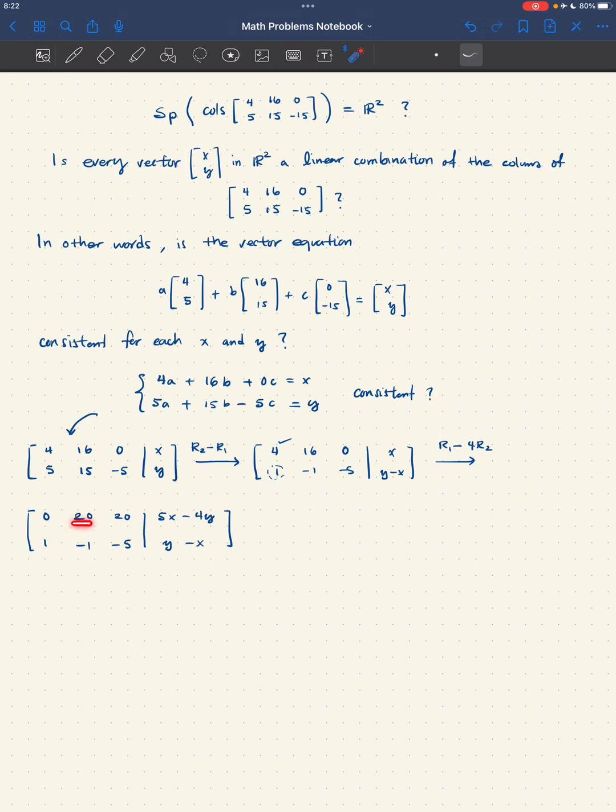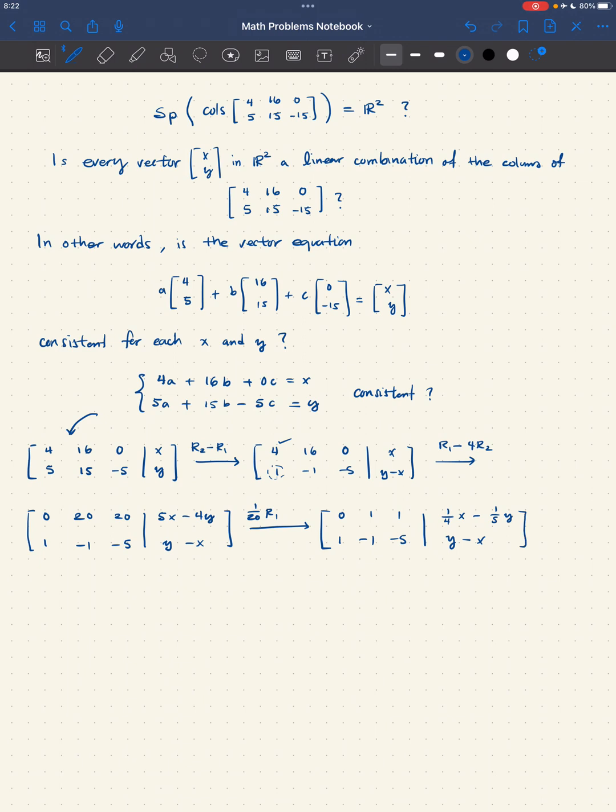We can turn this into a pivot by dividing the whole row number 1 by 20. So it will be 1 over 20 of row number 1. And you will get something like this: 0, 1, 1, followed by 1/4 of x minus 1/5 of y. The second row, 1, -1, -5, y minus x, still remains.